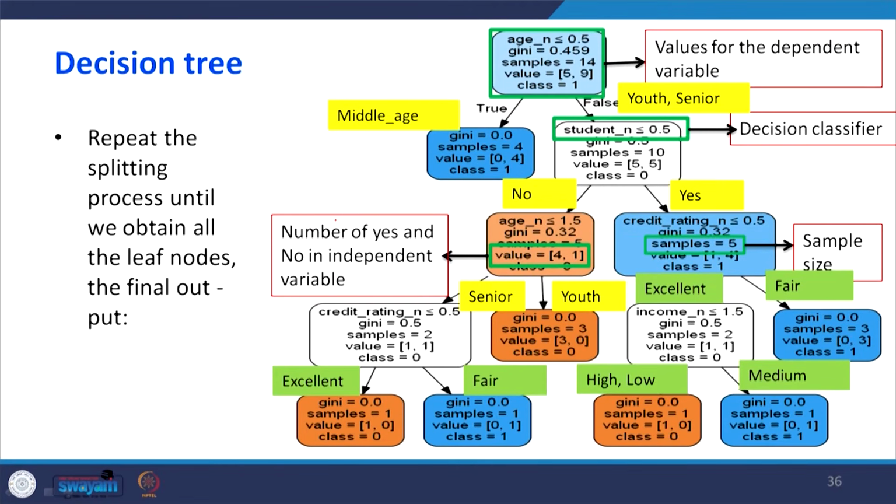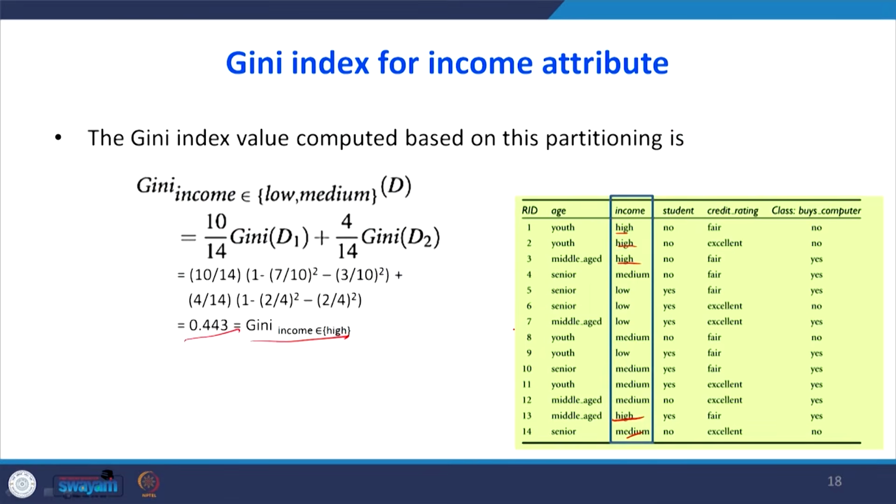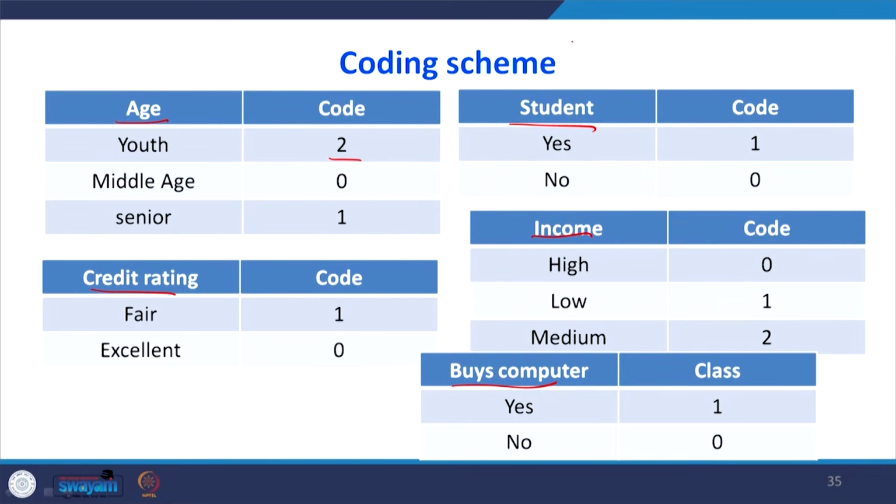Now, you look at the first variable, age underscore n. When it is less than 0.5, this Gini index we got is 0.459. Whatever values appear in the Python output, we have manually solved it, so that you will feel more confident. When age underscore n is less than 0.5, you have to see what is the meaning of this 0.5. Because we look at the coding, the age is coded youth is 2, middle age is 0, senior is 1. So if n is less than or equal to 0.5, that represents the middle age.